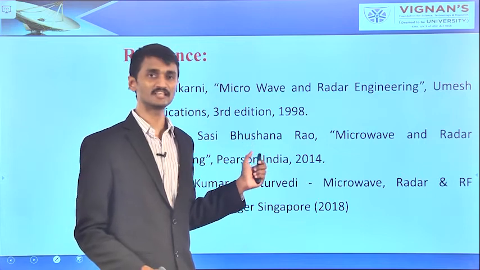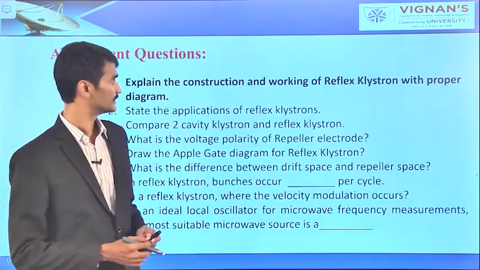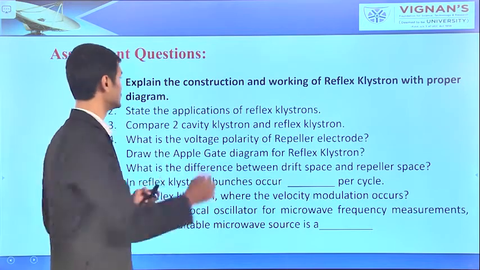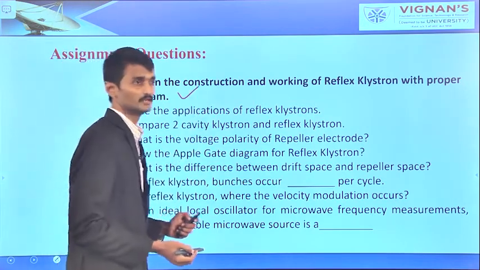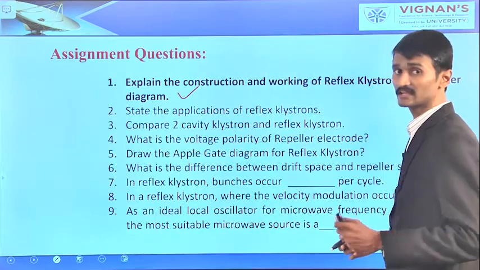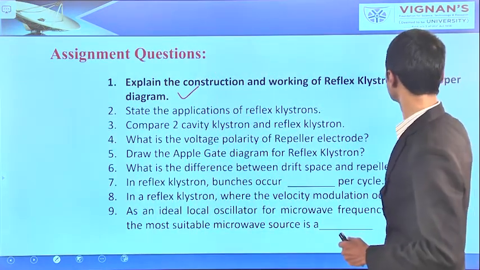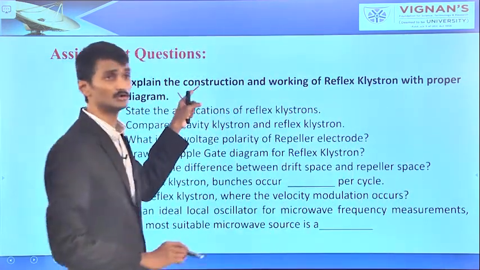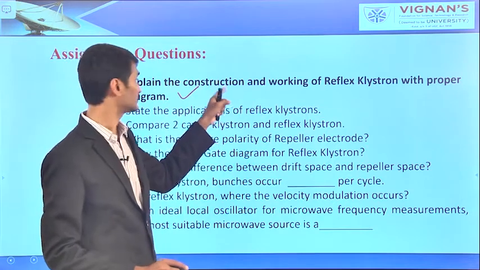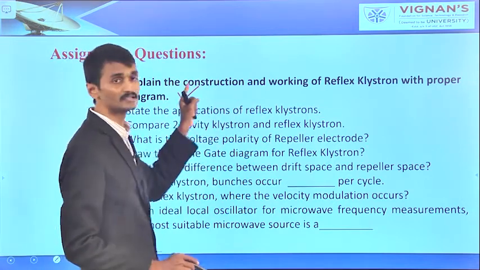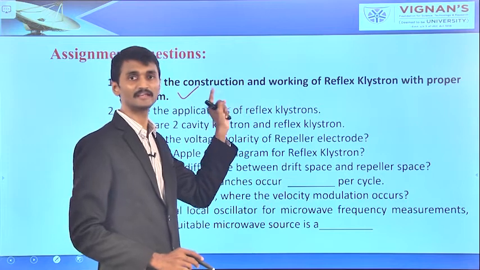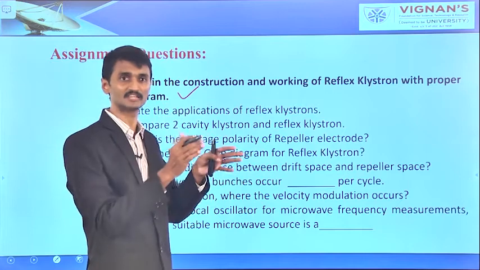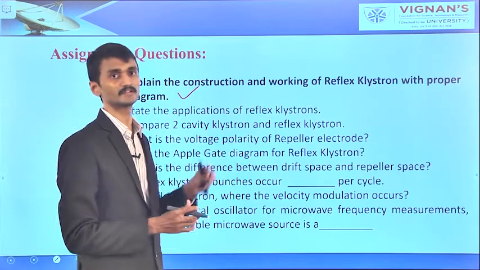So these are the references followed for this lecture. These are the assignment questions. So this is the essay question. What is the first one? Explain the construction and working of reflex klystron with proper diagram. Proper diagram in the sense, we have to draw the functional diagram of reflex klystron oscillator as well as the Applegate diagram, and we have to explain the construction as well as the operation of reflex klystron.